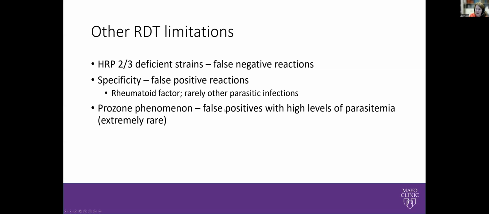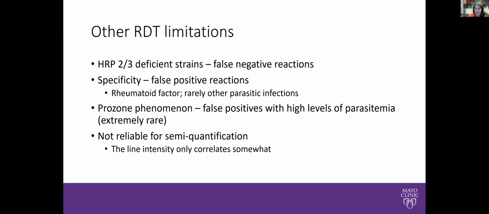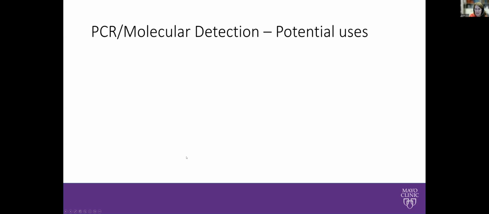And I'm sorry, this should say false negative result. And so a false negative result with prozone is very worrisome because then that could be a patient that has a very high level of parasitemia and you don't want to miss that. So this is why you have to confirm all of your tests. It also is not reliable for semi-quantification. The line intensity only correlates somewhat with how many parasites are present.